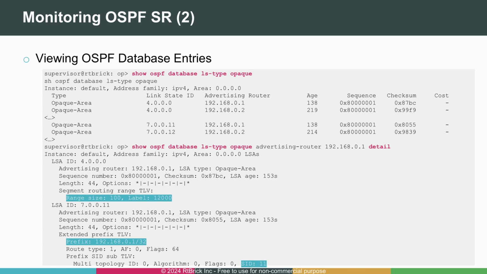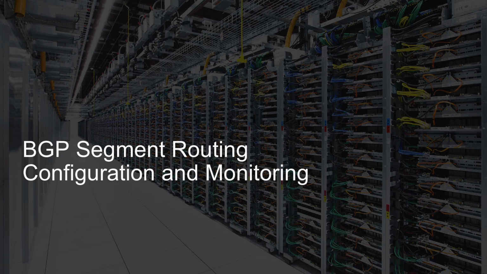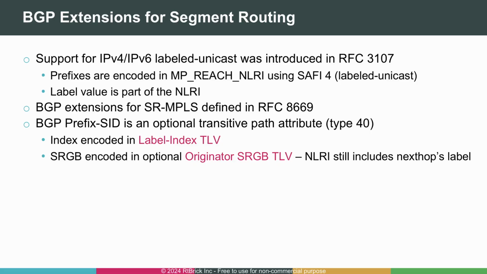These sub-TLVs are used in the router information and extended prefix opaque LSAs. In the final section of this video, we'll have a look at segment routing support in Border Gateway Protocol. In contrast to IS-IS and OSPF, BGP has a different approach because it was already capable of advertising labeled information.